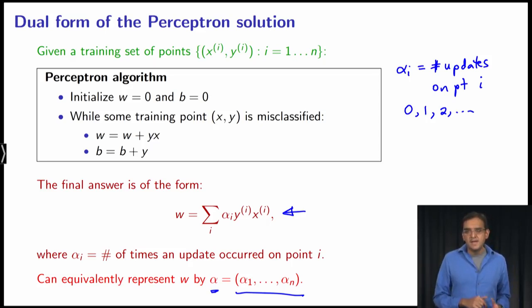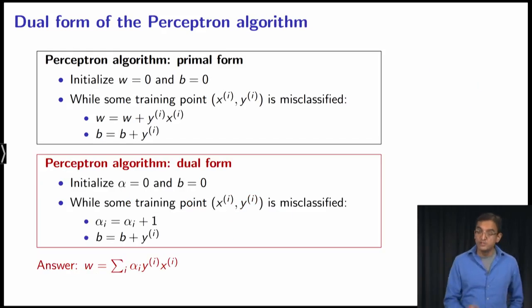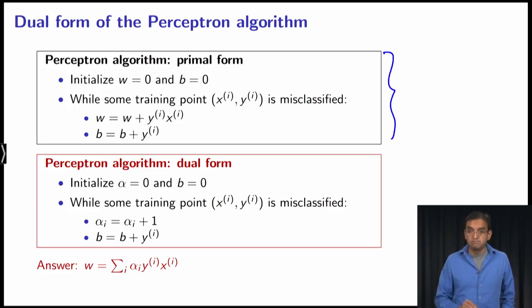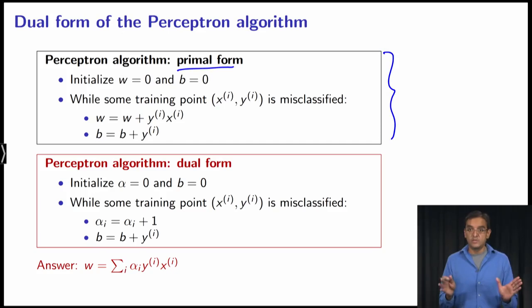Okay, now we can take this one step further by rewriting the entire algorithm just in terms of the alphas. Let's see what we get. So on top we have the original form of the perceptron algorithm, which is the primal form. The same thing we saw before. Let's look at the dual form.